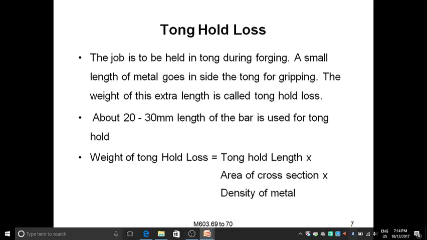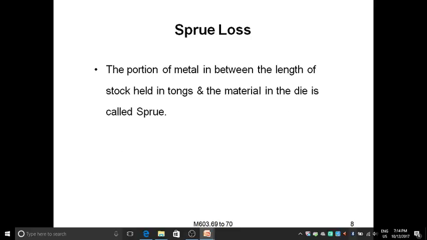Normally the length provided is 20 to 30 millimeter extra length. 20 to 30 millimeter extra length is provided on the workpiece to hold with the tongue. You remember this figure, that's enough for you to calculate the tongue hole loss. You calculate the volume, multiply with the density, you will get the weight in terms of kgs. So now you come to the sprue loss.